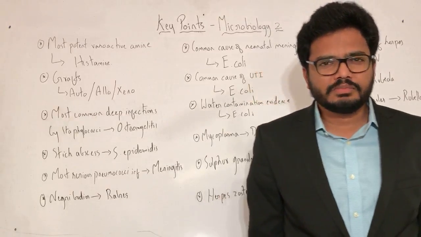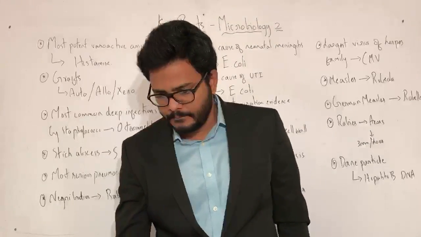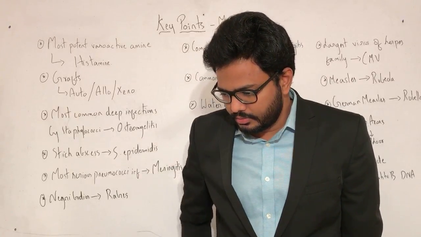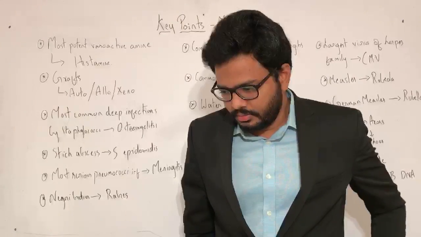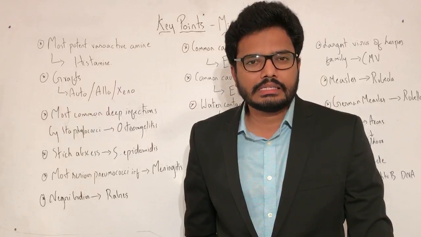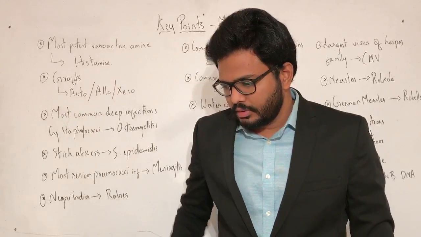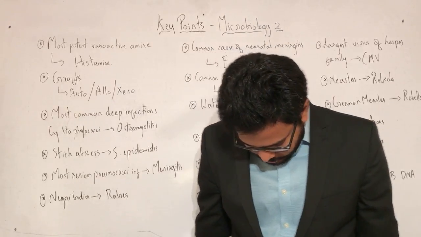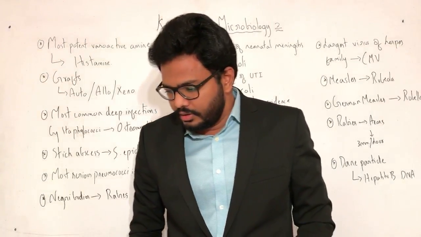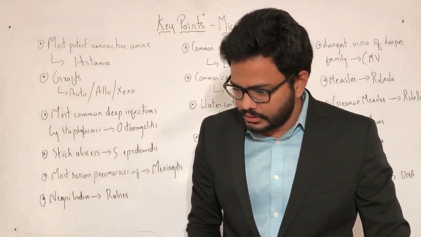So what is the route of transmission of hepatitis B? Good. Blood, parenteral. Okay. Route of transmission of hepatitis E? Fecal oral. Yes, fecal oral.